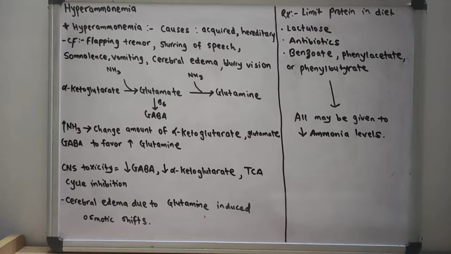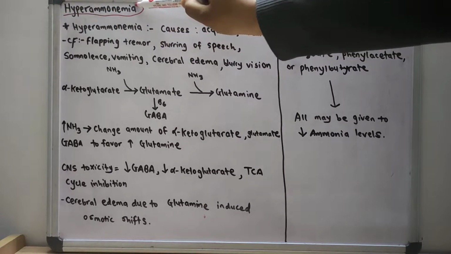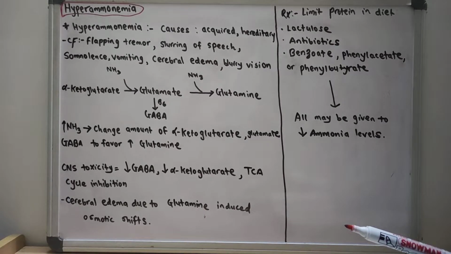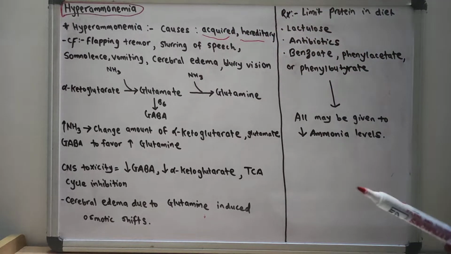Today in this video we are going to talk about one of the most important topics in ammonia metabolism and one of the disorders that you should know very well, that is hyperammonemia. There are various causes of hyperammonemia. One is acquired hyperammonemia, and the other is hereditary hyperammonemia.